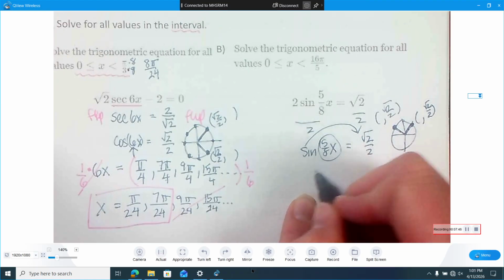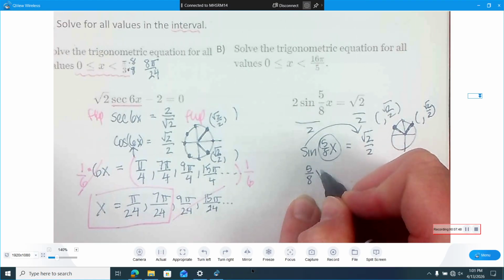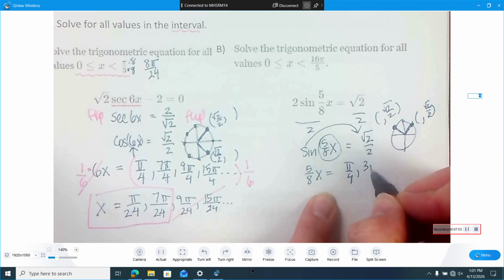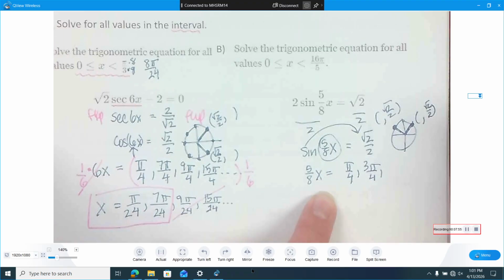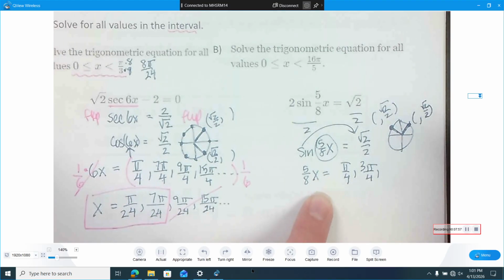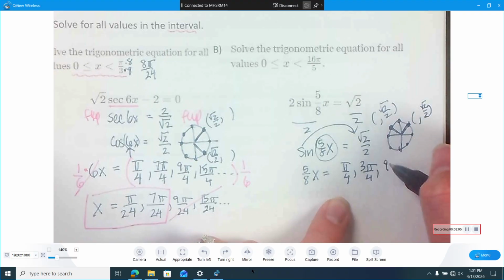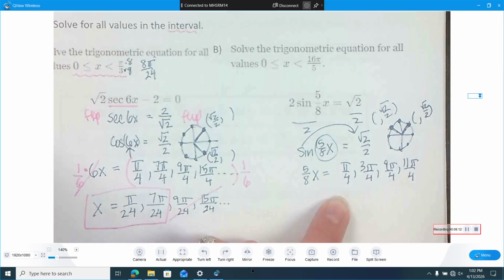So I'm going to take my inside argument here. So 5/8 x equals 1 pi over 4 and 3 pi over 4. But I'm going to keep counting around just a couple more times just to make sure I'm getting everything I want here. 1, 2, 3, 4, 5, 6, 7, 8. 9 pi over 4 would be the next rotation. 10 and 11 pi over 4, and I could keep counting if I wanted to, on and on, okay?